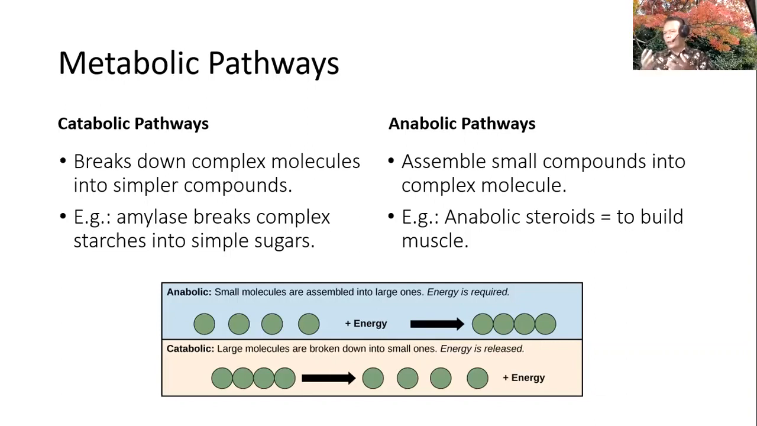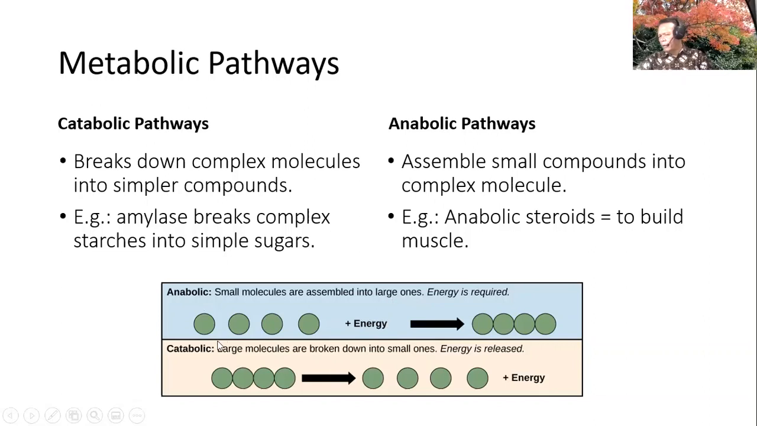An anabolic pathway assembles small compounds into complex molecules. For example, anabolic steroids build muscle. Let's see the figure below. This is an anabolic pathway. A small molecule will be converted into a big or complex molecule. In this case, energy is required.